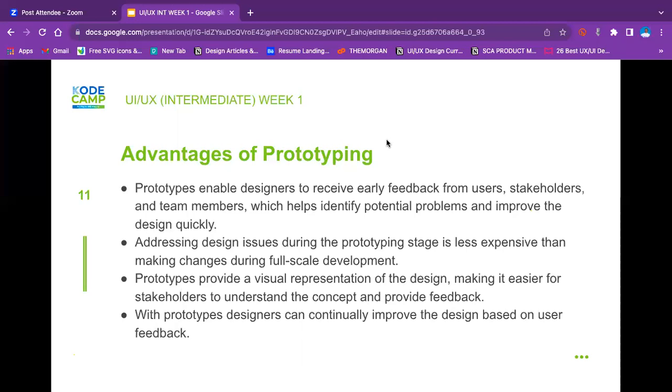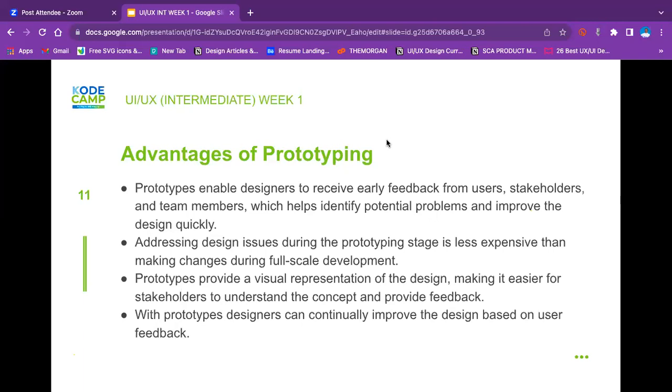Then also, design would help you to know how to iterate or how to improve on what you've gotten so far from users and all of that. So it's also very important that we take this prototyping phase as seriously as we take the other phases.